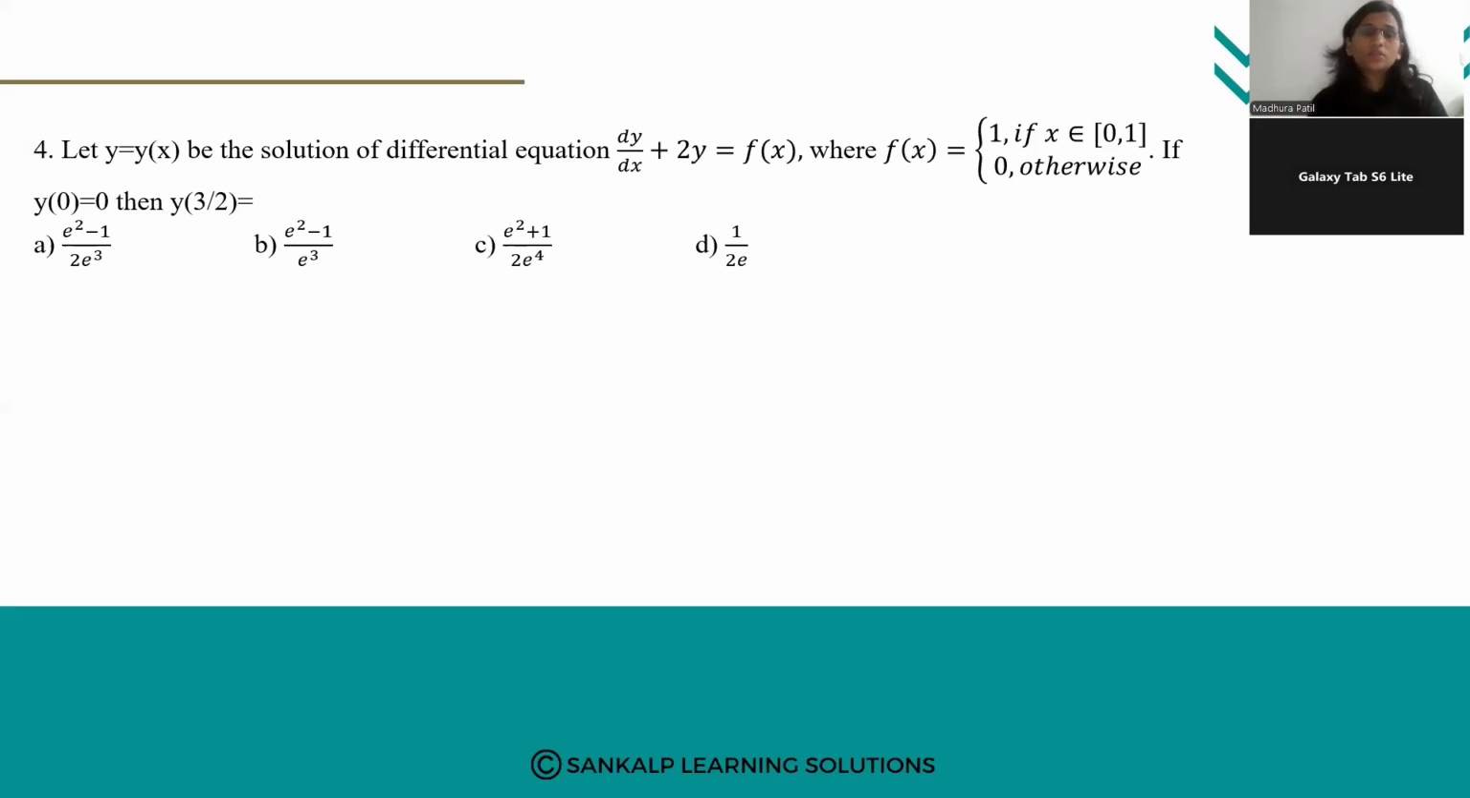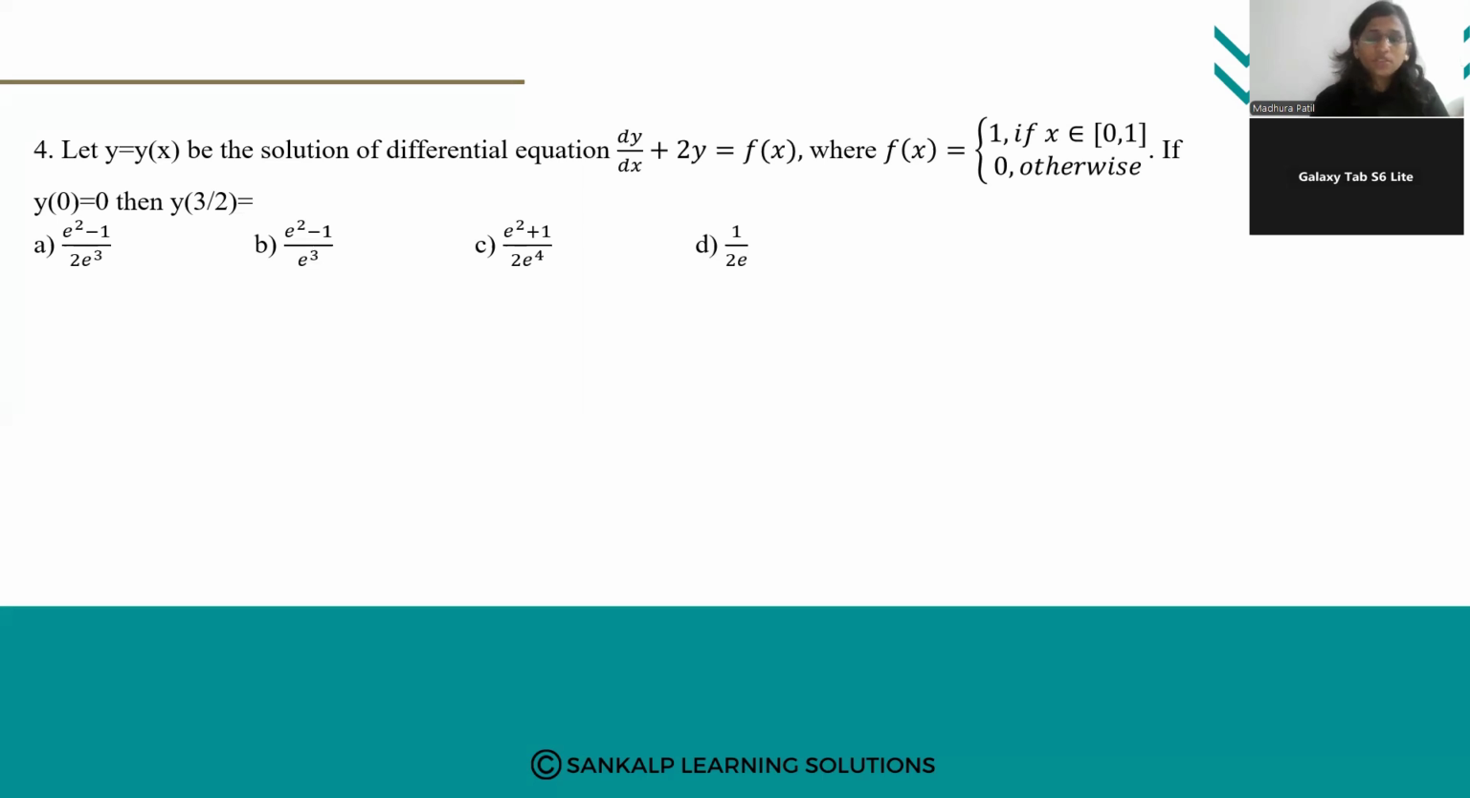Hello everyone. So today here we have a JEE question on differential equations. Let us see: if y equals y of x is the solution of the differential equation dy by dx plus 2y equals f of x, where f of x is defined as 1 if x belongs to the closed interval 0 to 1 and it is 0 otherwise, and if y of 0 equals 0, then what is the value of y of 3 by 2?